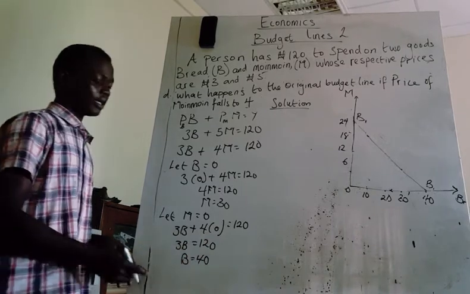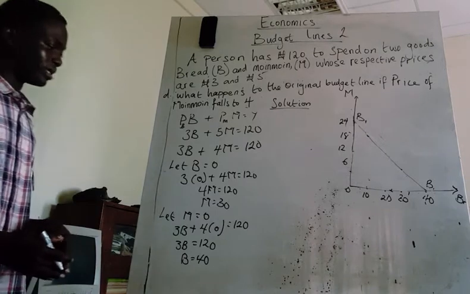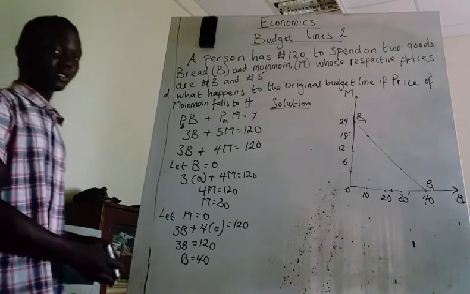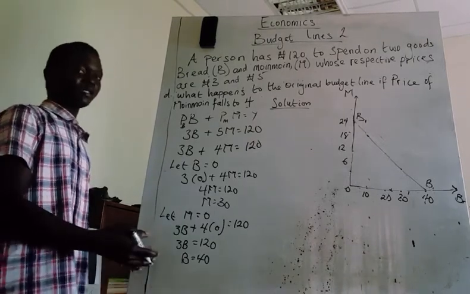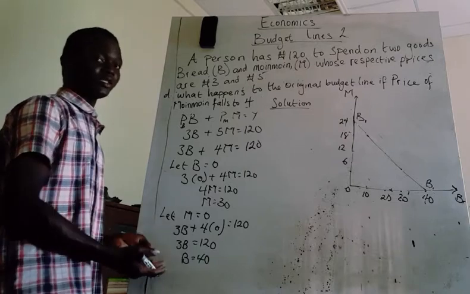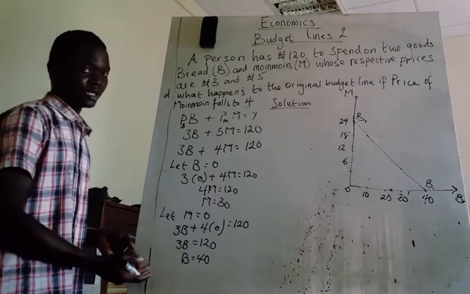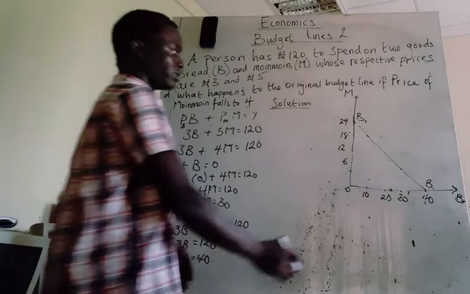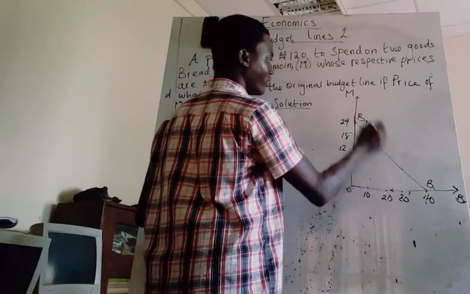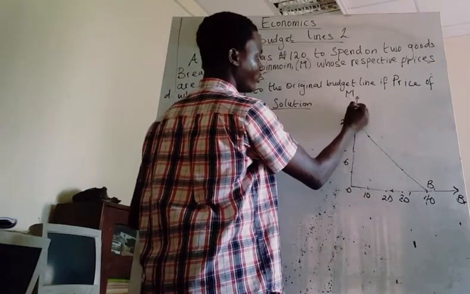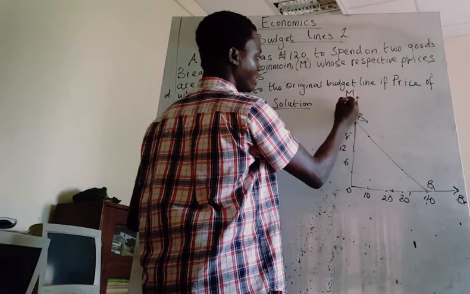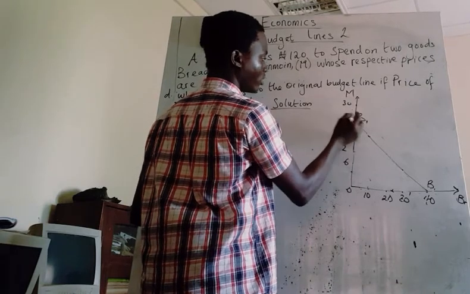So what do we realize? The amount of bread that our consumer can buy now is still the same, simply because it was not the price of bread that changed. So it is still 40, but now we'll be having a greater value for this. So this is now 30.